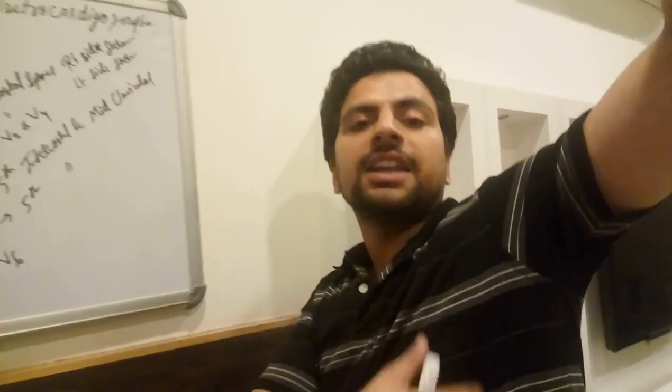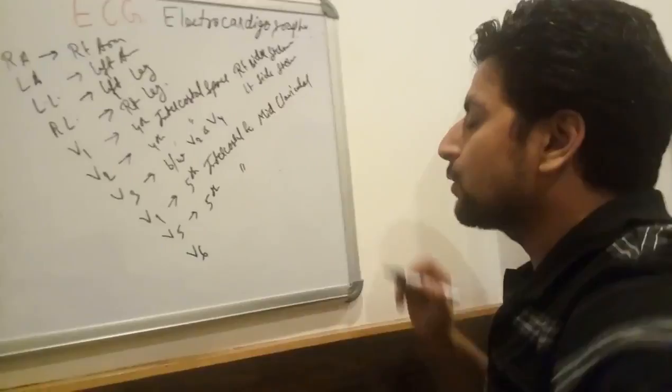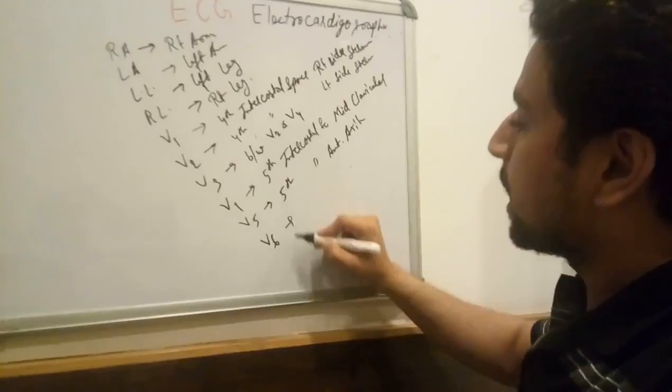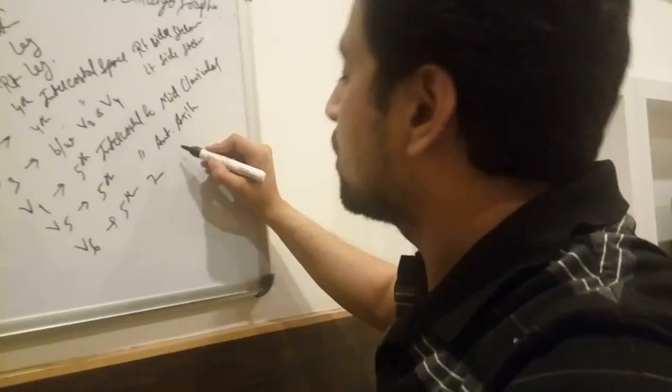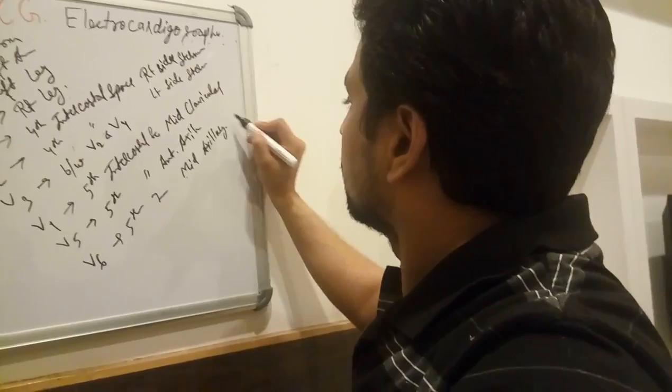Okay, V4, then V5 also the 5th intercostal space, but in the anterior. This one is anterior, means outside anterior axillary, and between this is mid axillary, and behind it's the posterior axillary side. So V5 we are going to put on the anterior axillary line, 5th intercostal space, and V6 also in the 5th intercostal space, in the mid axillary line. Okay, I hope now you understand the concept of ECG.